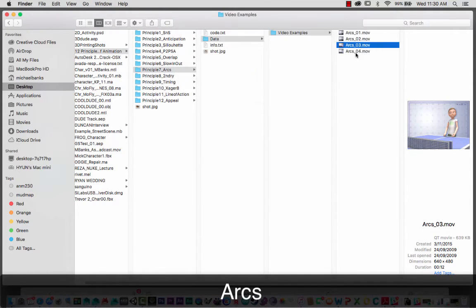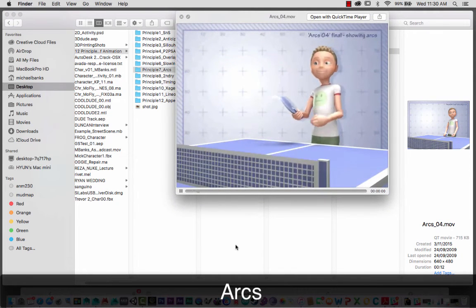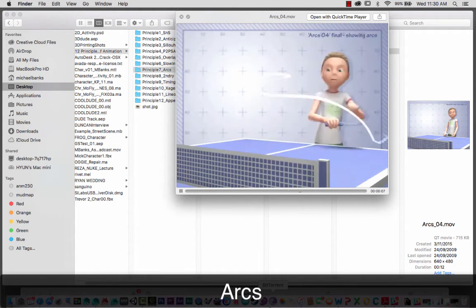Here it is with the motion trails. See that? Look at that. Whoom. There's our final.